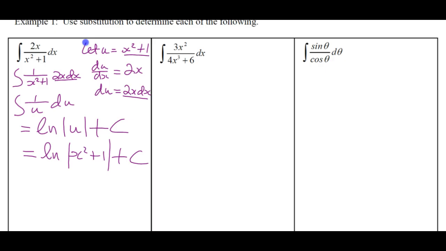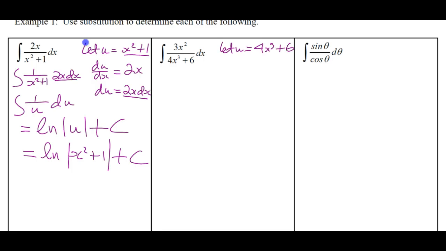We said, well, complicated. Well, here's the thing. If I take the derivative of 4x cubed plus 6, I'm going to get 12x squared. And I need an x squared, right? So let's do that. So this is the thing. Let u equal 4x cubed plus 6.